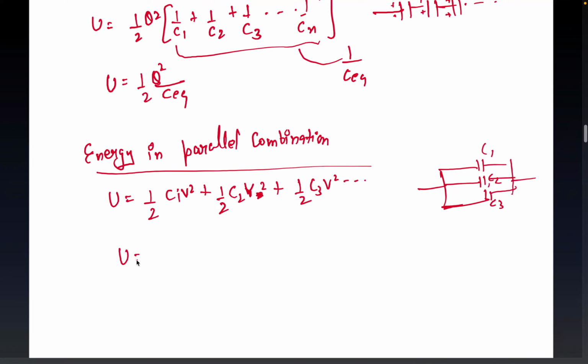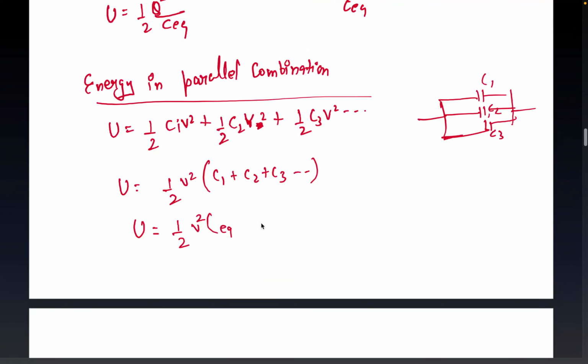Again I can take V square common, and I'll be having C1 plus C2 plus C3 and so on. It can be written as U equals half V square C equivalent, so you can also write this as half C equivalent V square. Clear? I don't think you will be having any doubt at this point.